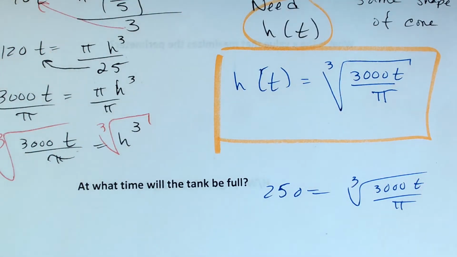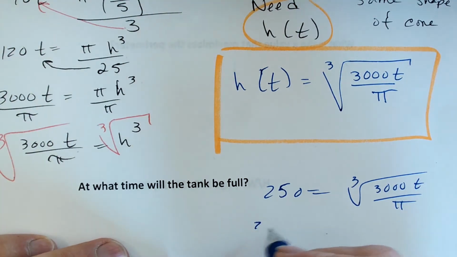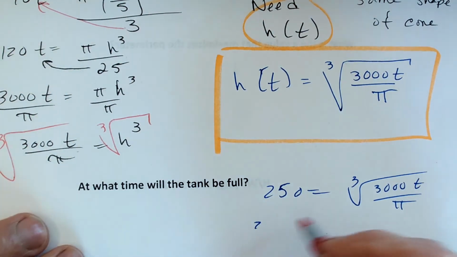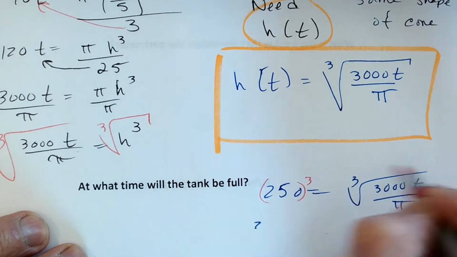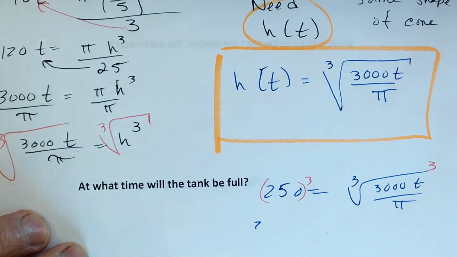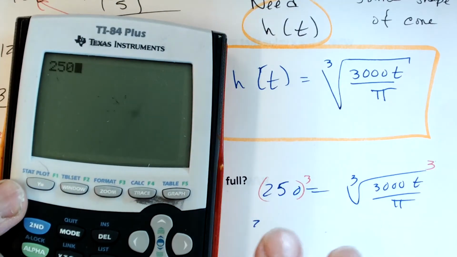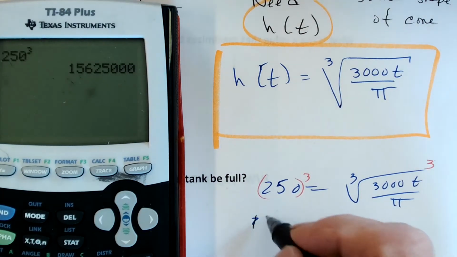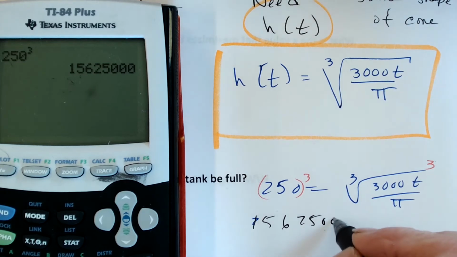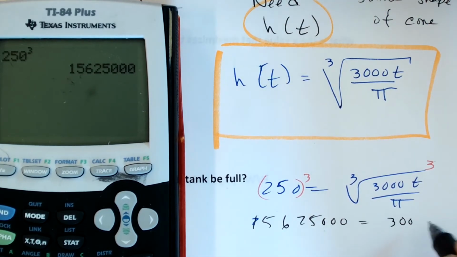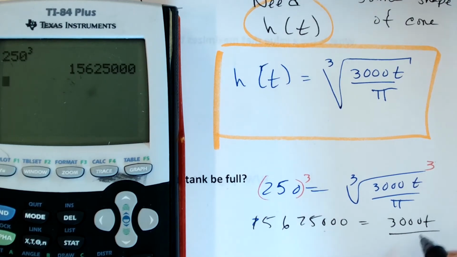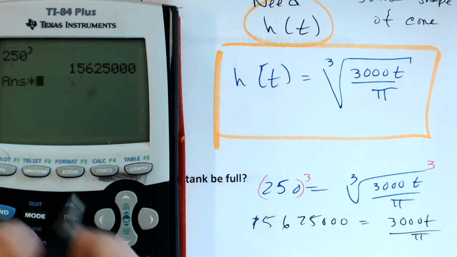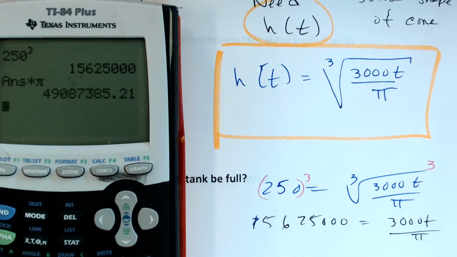So first thing, I'll multiply by pi. No, I'm sorry, cube it. Cube it. 250 cubed, and I get 15,625,000 equals 3,000t over pi. I'll multiply this by pi, and then divide that by 3,000. And there we go.